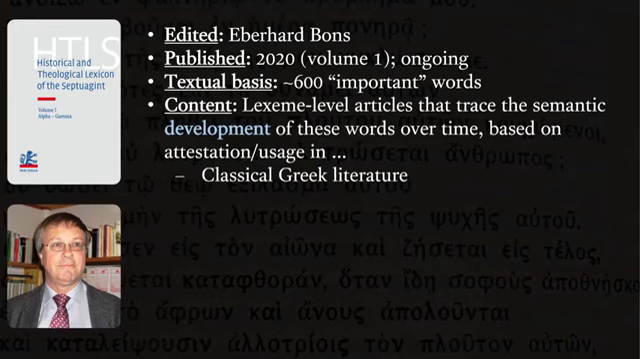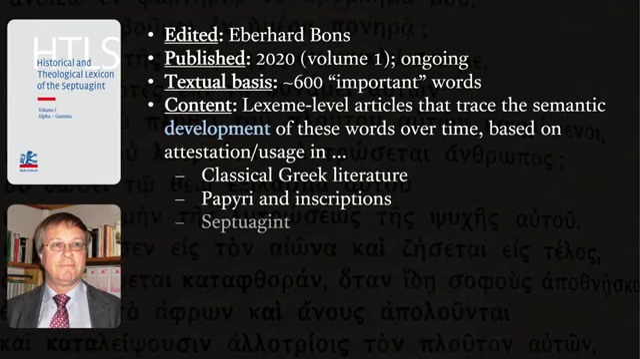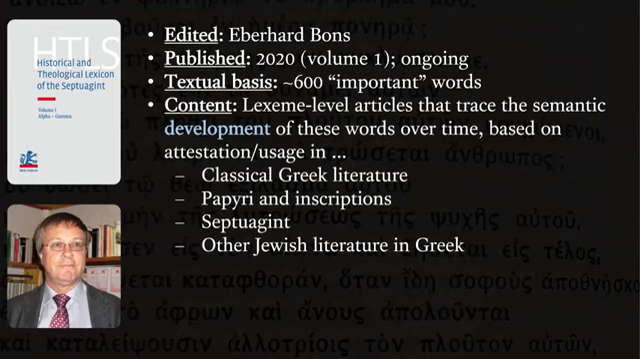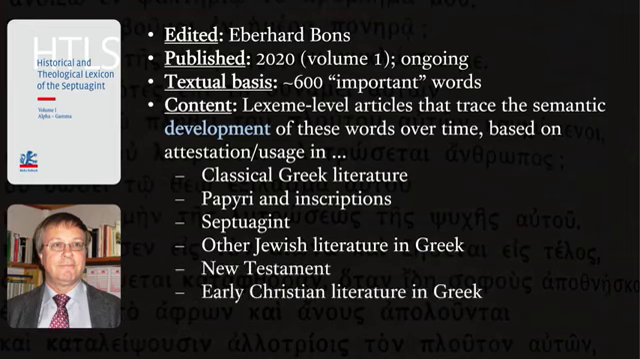And so they look at classical Greek literature, the papyri and inscriptions, of course the Septuagint, and then other Jewish literature in Greek, including the pseudepigrapha and so forth, the New Testament, and then early Christian literature, of course, in Greek. And so they're going to survey how is any given word used, if it's found, in such corpora.